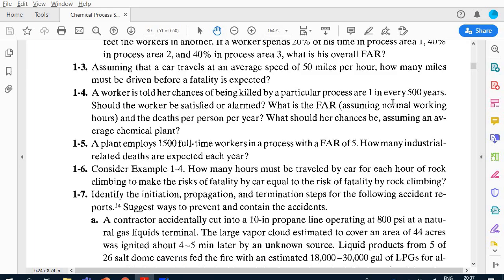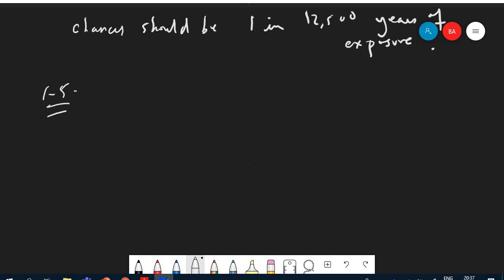I hope just now you went back and tried to solve the problem. You read the problem, and it said a plant employs 1,500 full-time workers in a process with a FAR of 5. So 1,500 people working. How many industrial-related deaths are expected each year? We want to see how many people are expected to die each year.